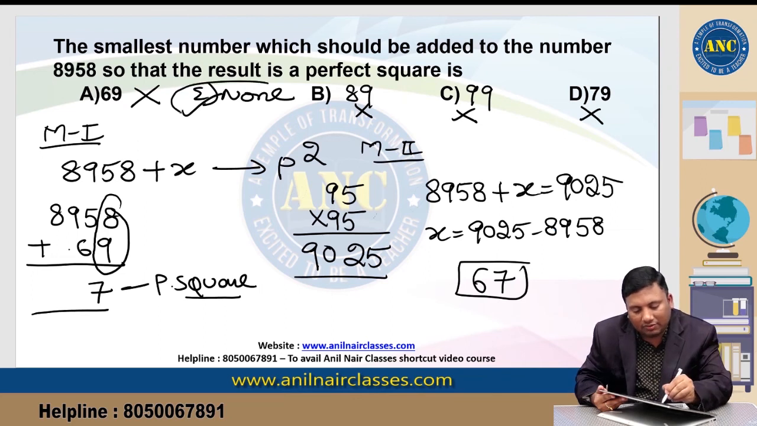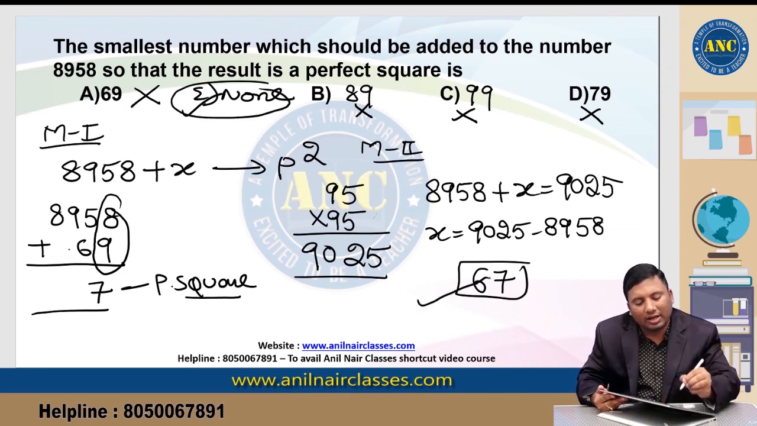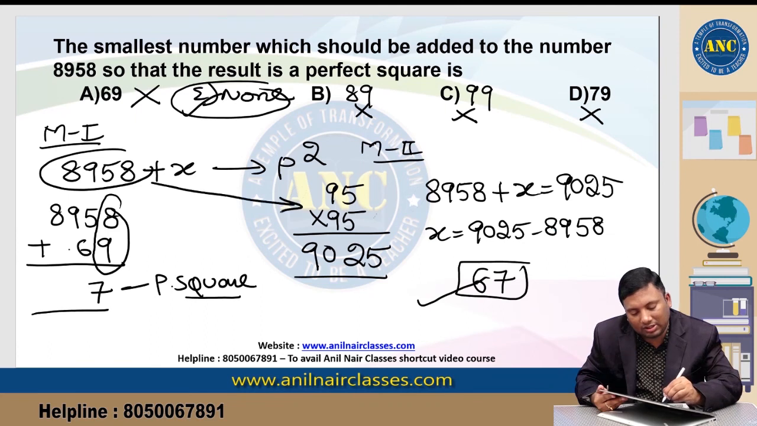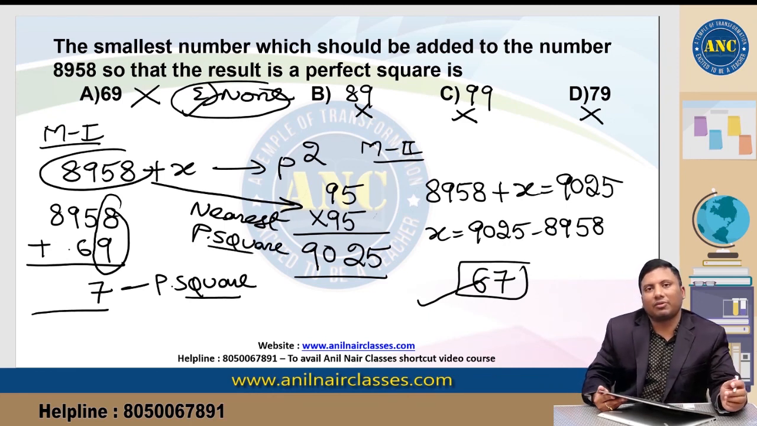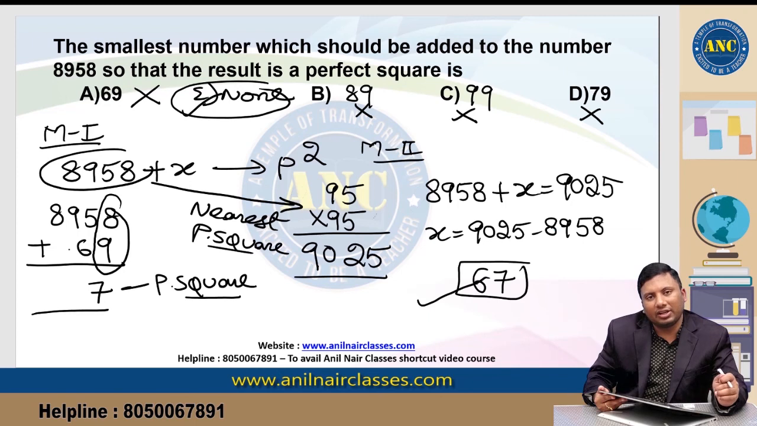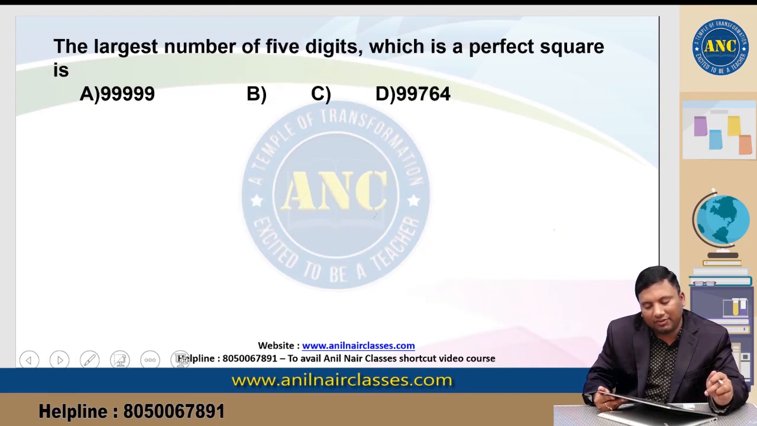Answer: none of these. 67 should be added to 8958. What is the nearest perfect square closer to 8958? From there you will get the logic. 95 into 95 is 9025. 8958 and 9025, the difference is 67. A perfect square never ends with 2, 3, 7 or 8.